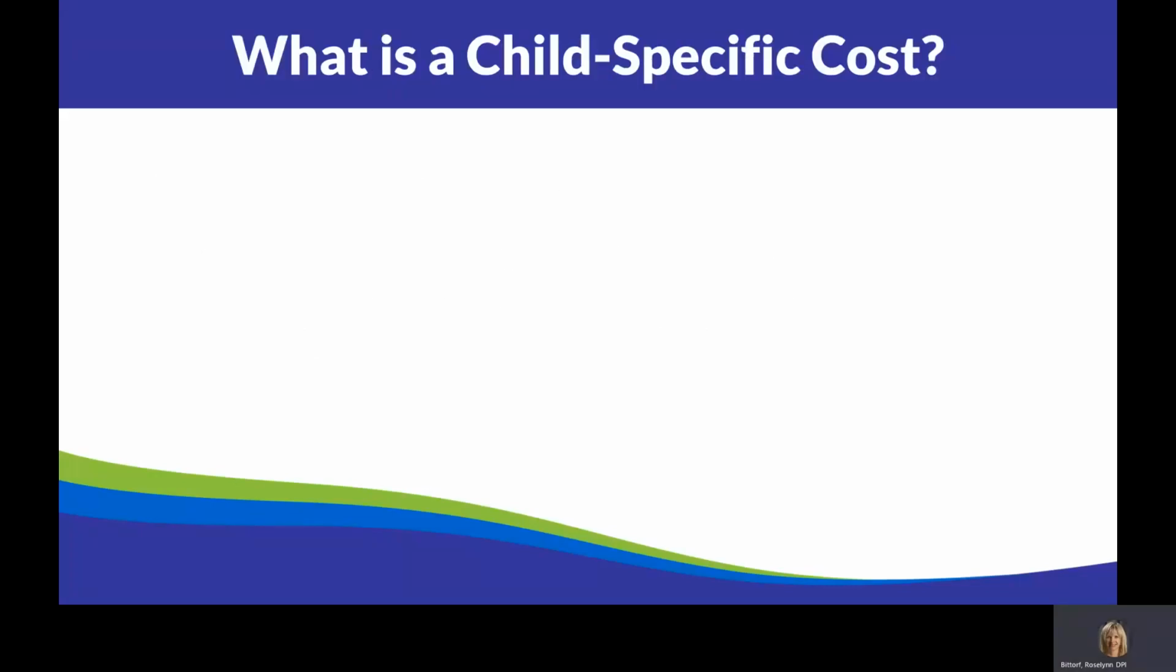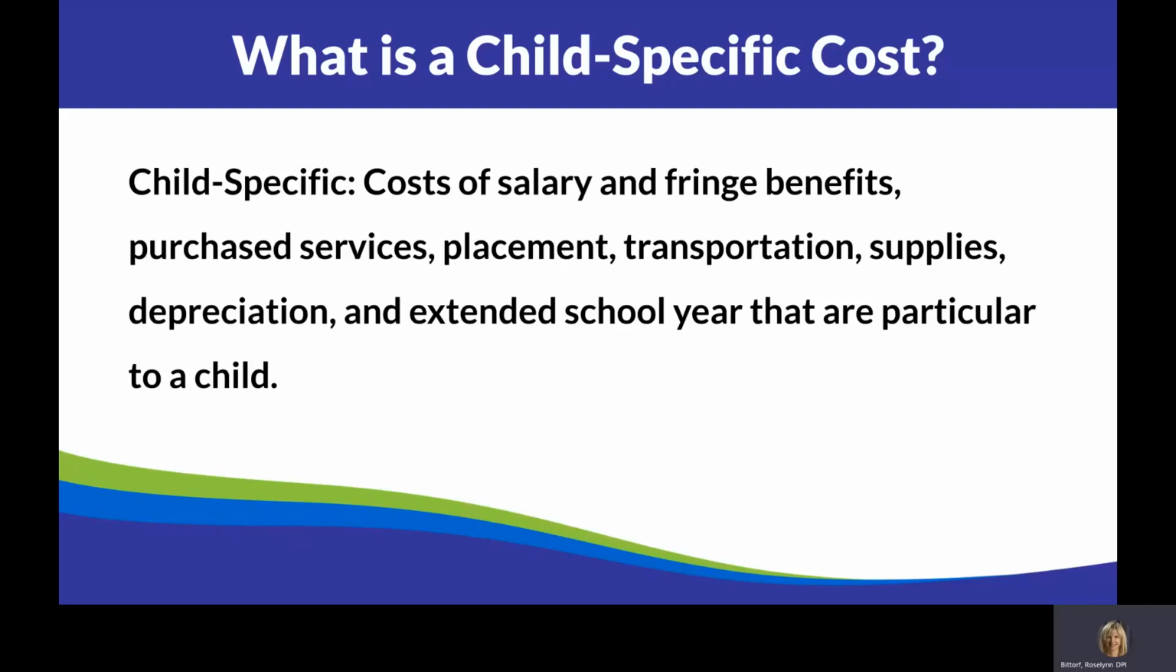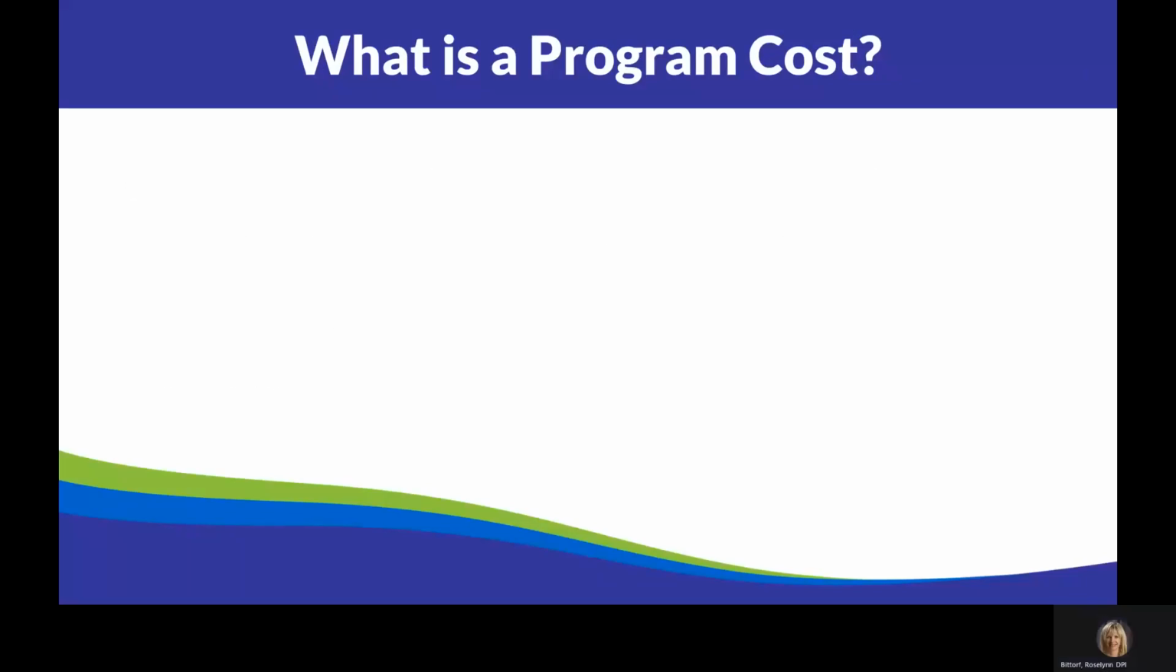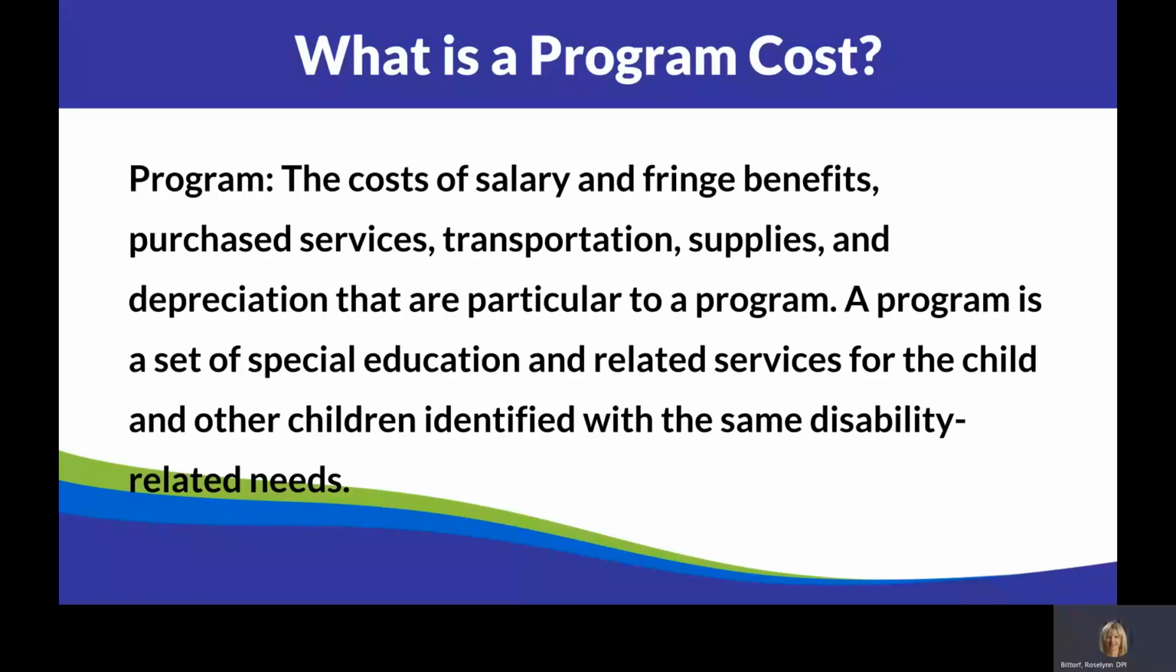What is a child-specific cost? These are costs of salary and fringe benefits, purchase services, placement, transportation, supplies, depreciation, and extended school year that are particular to a child. Program costs are salary and fringe benefits, purchase services, transportation, supplies, and depreciation that are particular to a program. A program is a set of special education and related services for the child and other children identified with the same disability related needs.